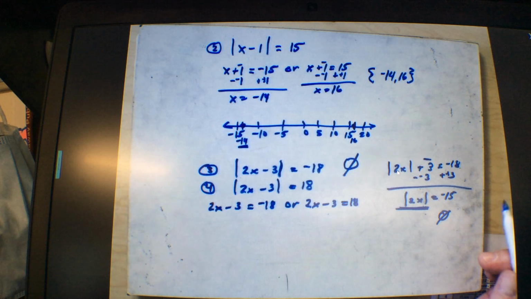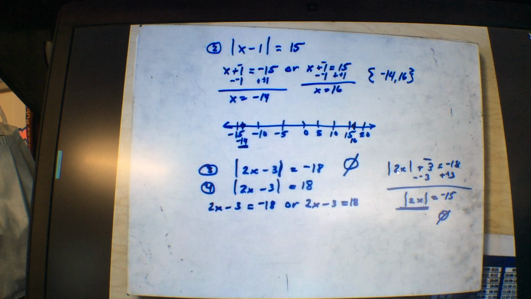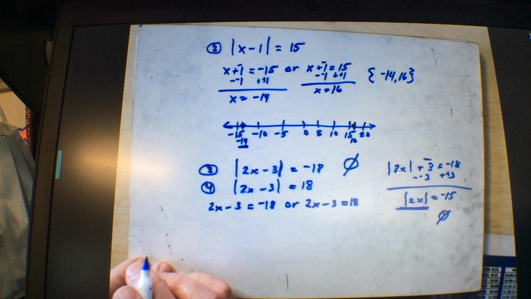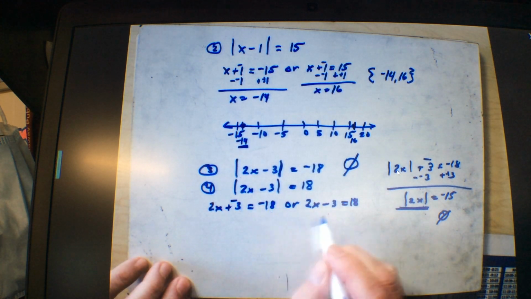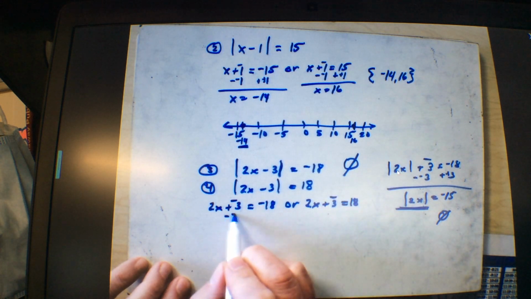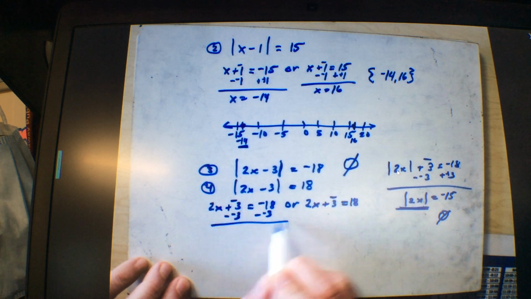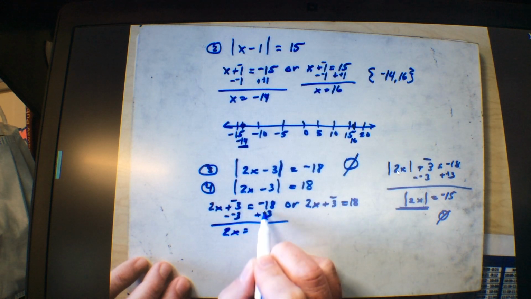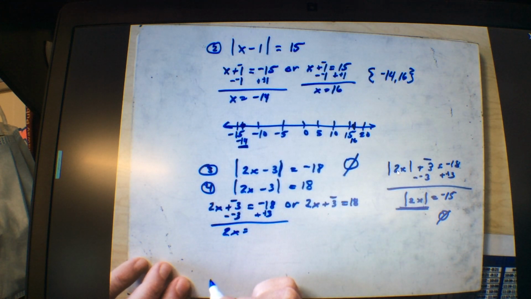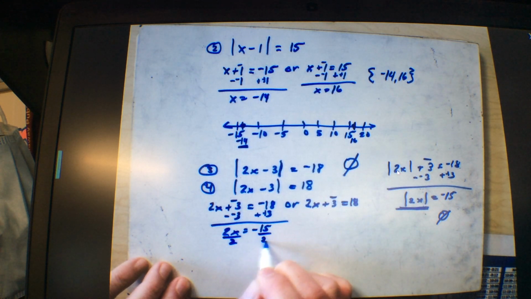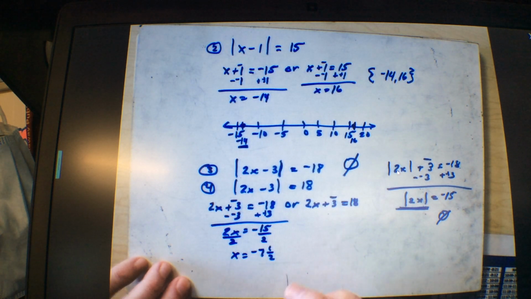You have to have the absolute value by itself, and if it equals a negative number, it's no solution. Okay? Once you get it by itself, if it's equal to a negative, it's no solution. Otherwise, we can do this, what Ashley did, right? Okay, so let's do plus a negative and plus a negative. I'm going to subtract a negative 3 from both sides, and I get 2x equals plus a positive. So that would be what? Negative 15. And I divide by 2, so I get x equals negative 7.5.